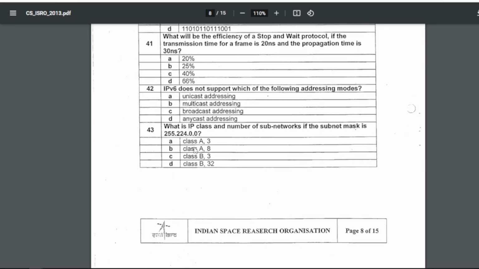Question number 43 is what is the IP class and number of subnetwork if the subnet mask is 255.224.0.0? So that will be A8, right? So A will be your IP class and 8 will be your subnetwork number.